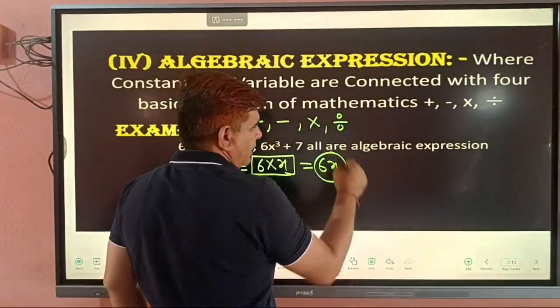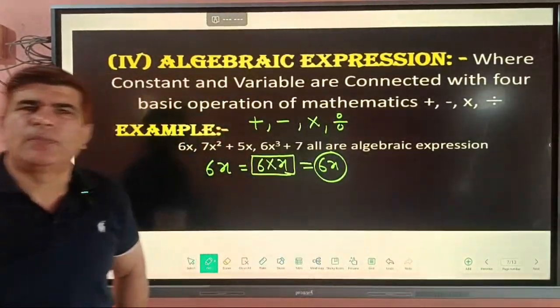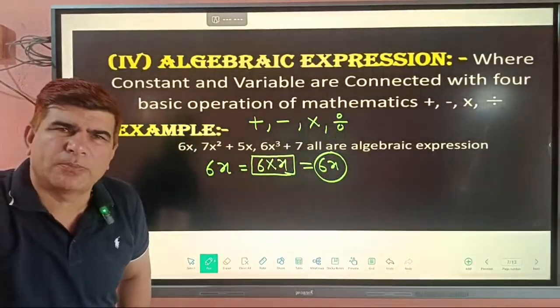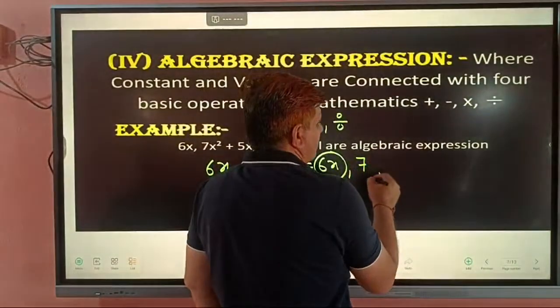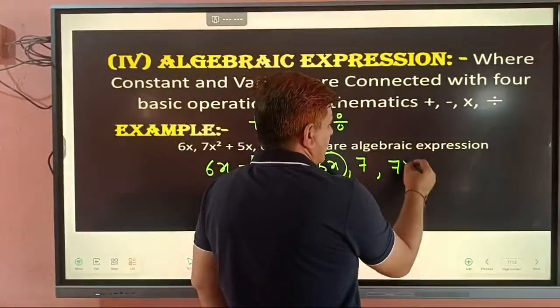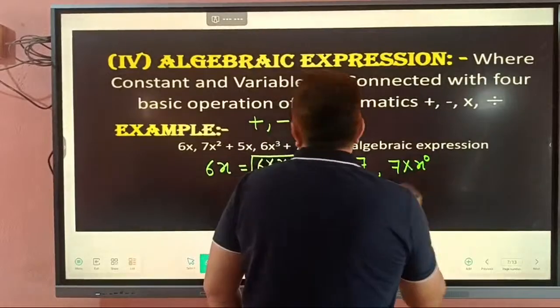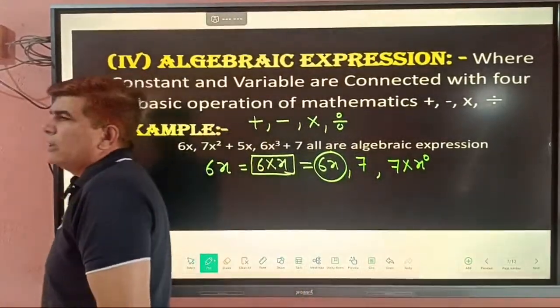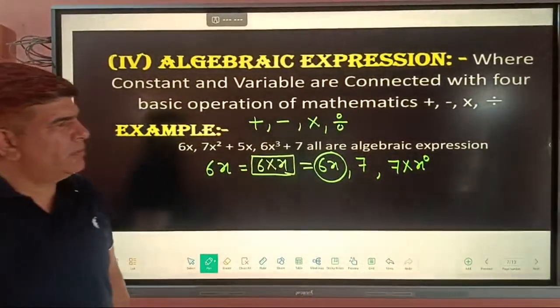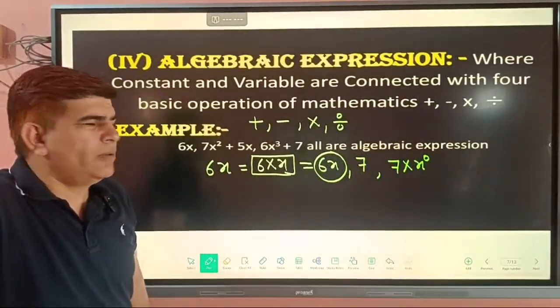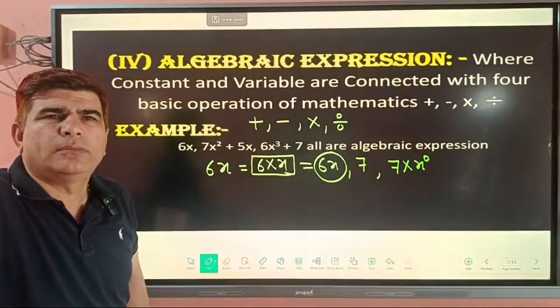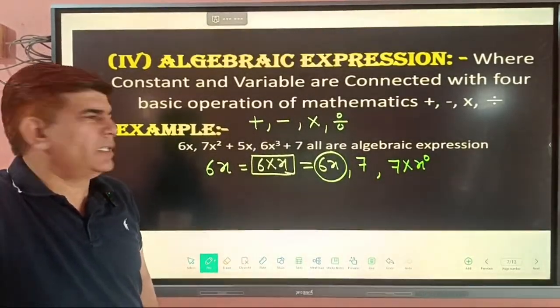So what can you say? 6x is an algebraic expression. 7 is also an algebraic expression. Why? 7 is connected with this basic operation of mathematics, where 7 is a constant and x power 0 is a variable, whose value remains as it is.